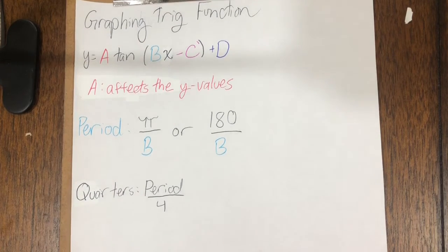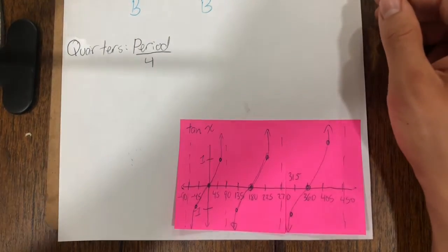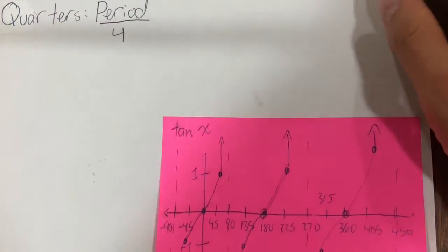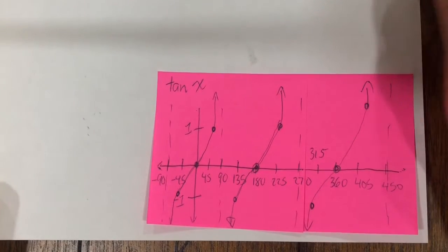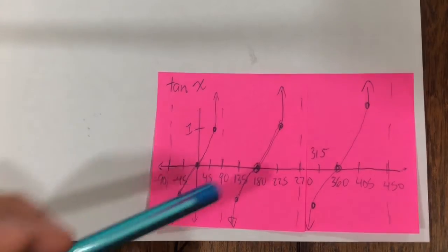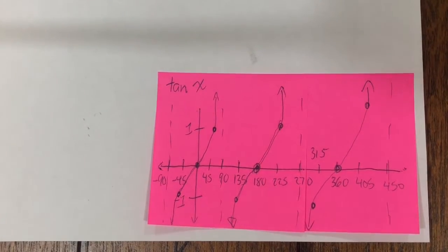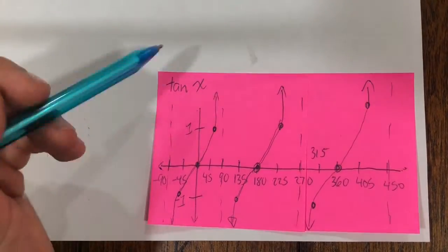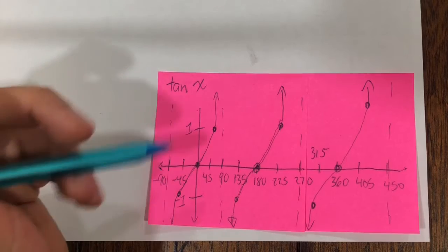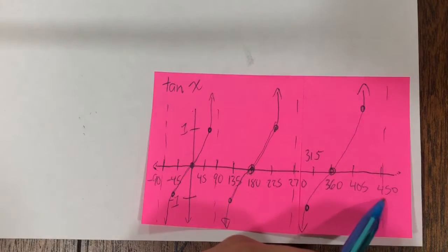Before we look at some examples, let's recall the graph for tangent. So we have tan of x. If you recall from the previous video, we were able to use the unit circle to graph tan of x. Over here we have 3 different graphs, starting with negative 90 degrees and working our way to 450 degrees.